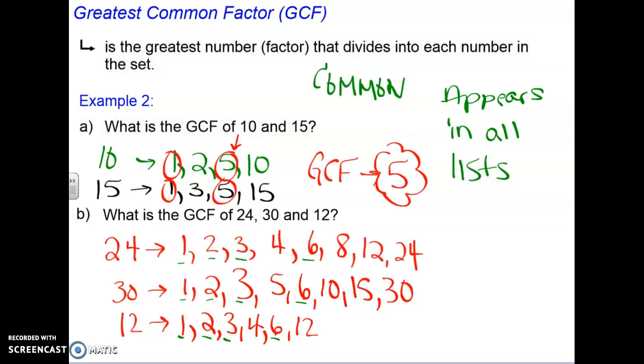So of all of the numbers, I'm looking for the largest that I have common in both. 6 is the largest factor that appears in 24, 30, and 12. So my GCF of 24, 30, and 12 is 6.